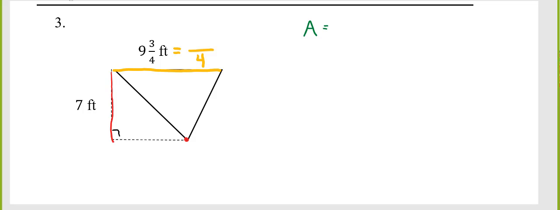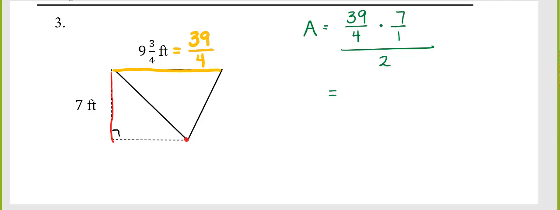4 times 9 is 36. 36 plus 3 is 39. So the base is going to be 39 fourths times the height, which is 7, and we want to divide that by 2. All right, up top, that's 7 over 1, yes?